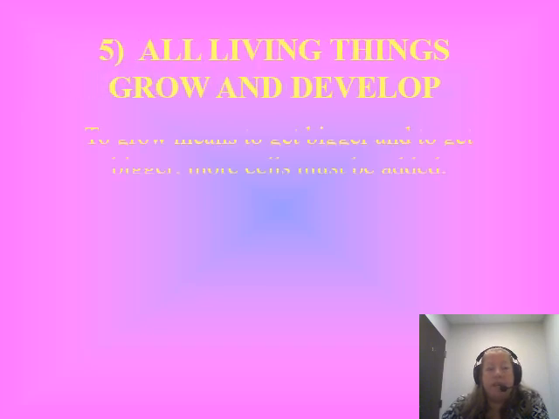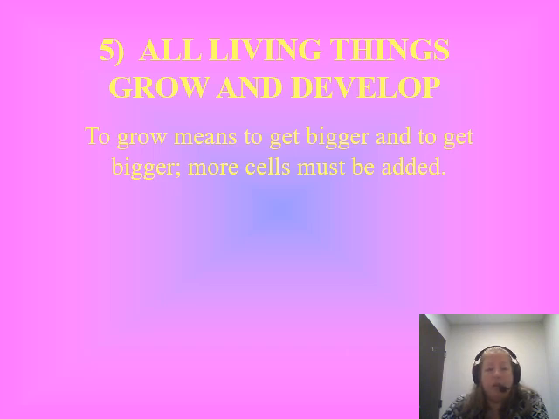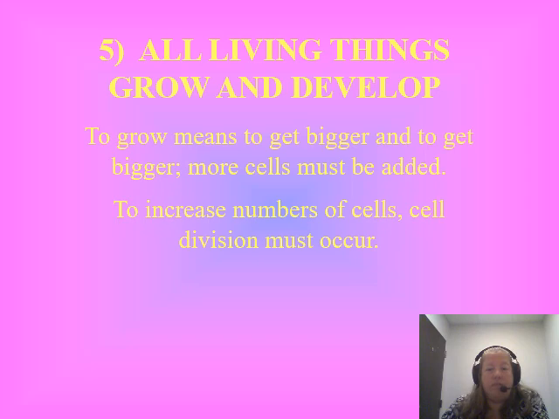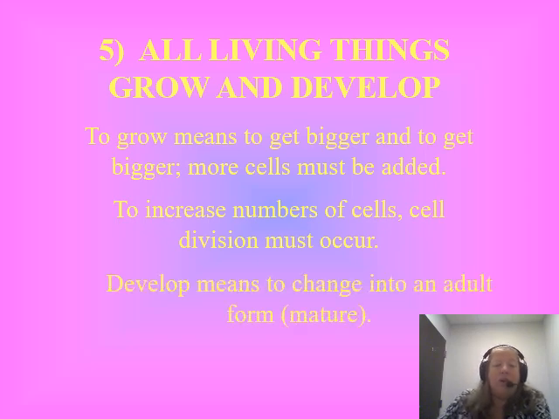The fifth characteristic is that all living things grow and develop. Growing means getting bigger. And in order to get bigger, remember, the cells need to multiply, not just grow larger. In order to multiply, they must first divide. Develop means to change into an adult form.